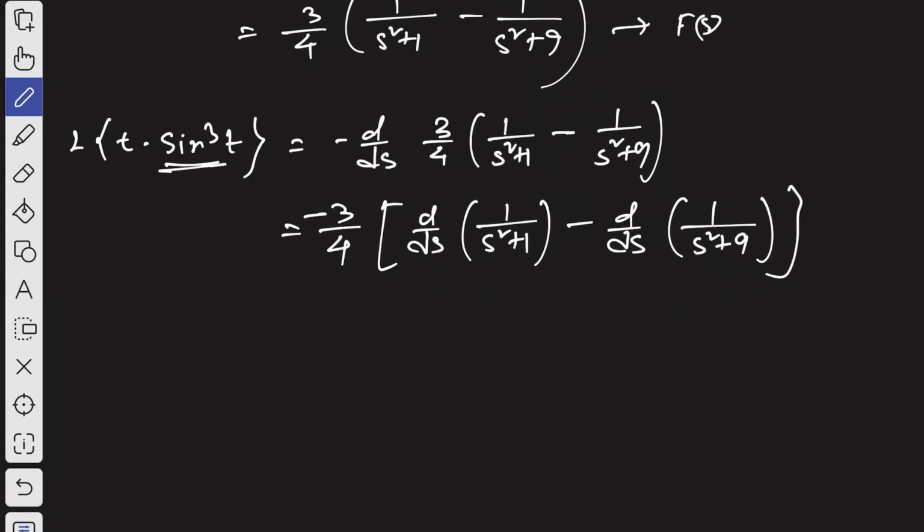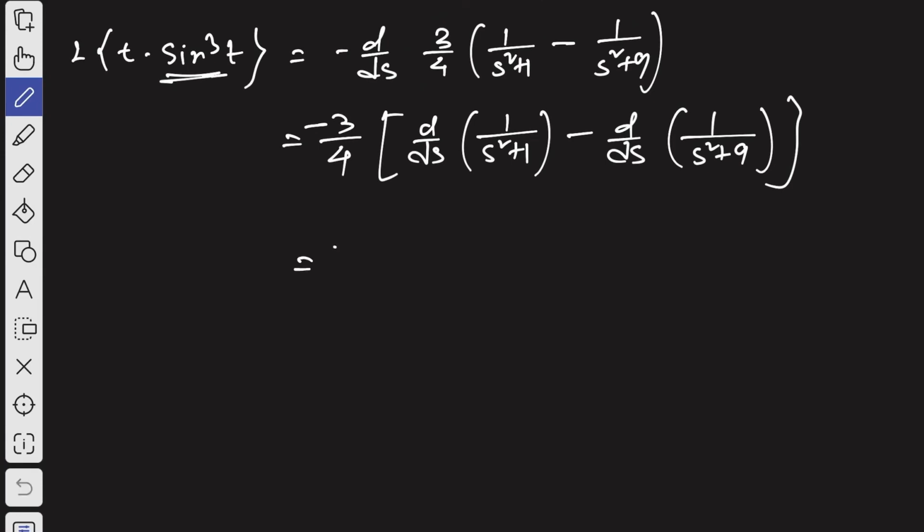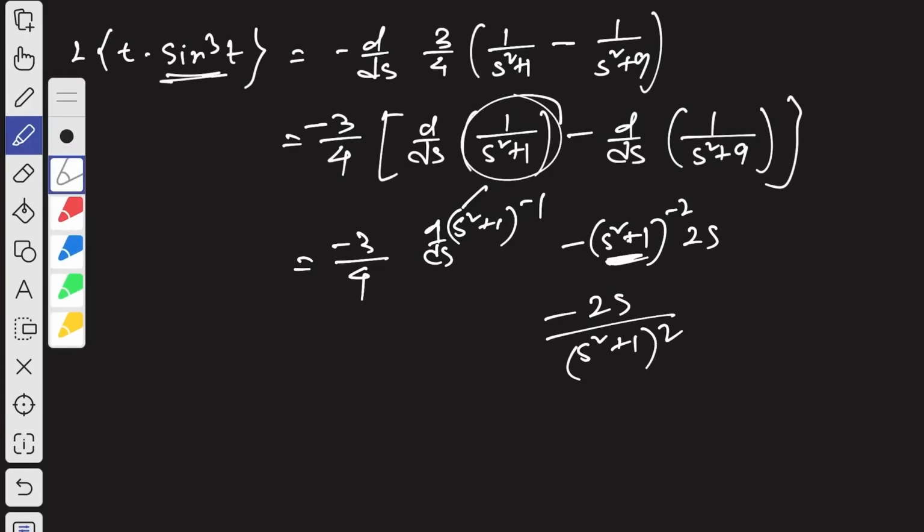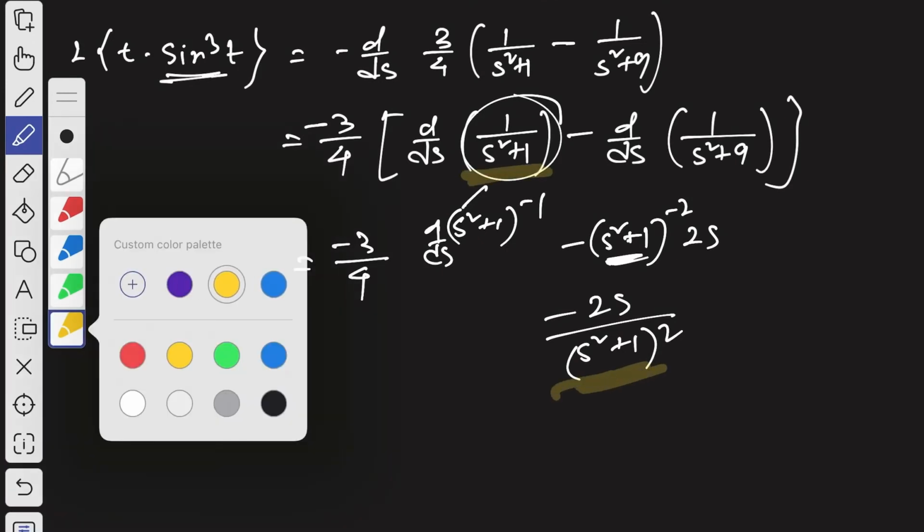So let us find the derivatives. Then what will you get? Minus 3 by 4. If you consider this one as (s square plus 1) to the power minus 1, then its derivative will be minus (s square plus 1) to the power minus 2, and again differentiating the inside gives twice s. That means you will get minus twice s by (s square plus 1) whole square. That's what you will get if you differentiate this.